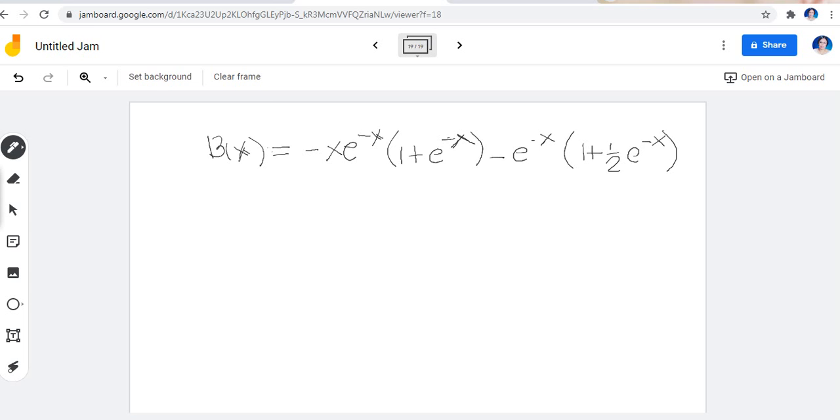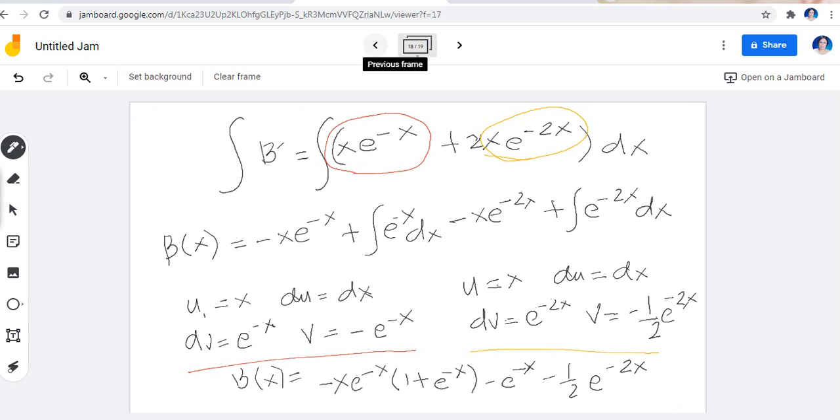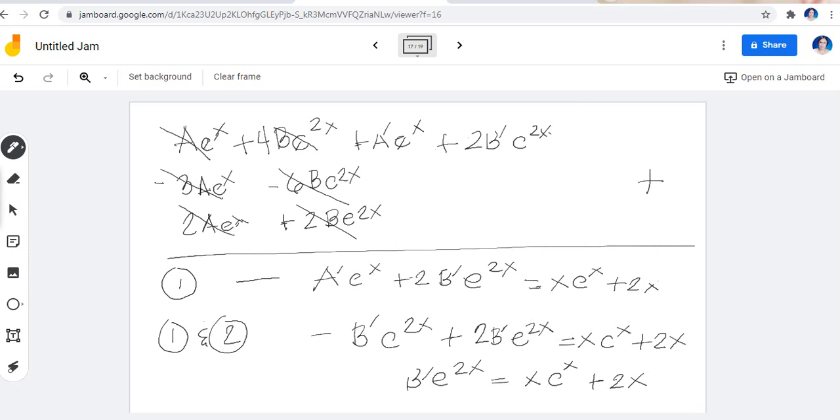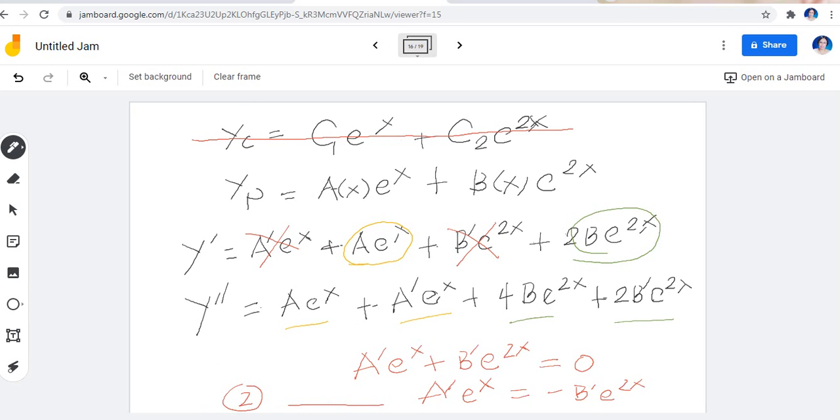So from equation 1, so this is your equation 1, I will substitute negative a prime e raised to x for b prime e raised to 2x from here.